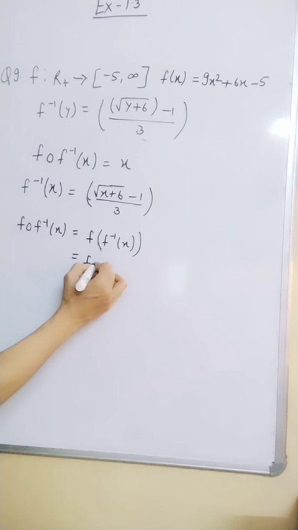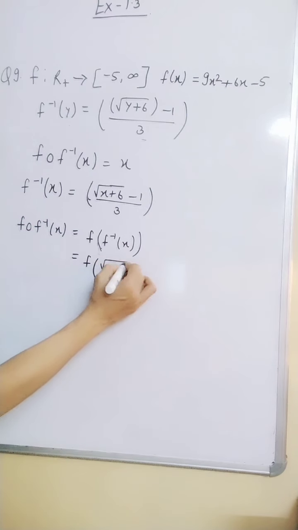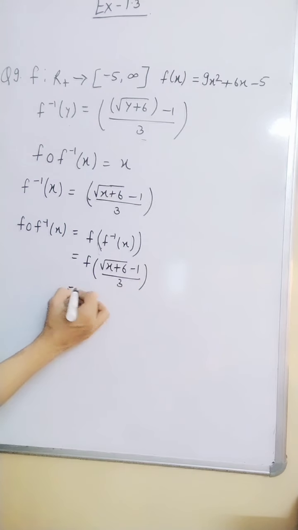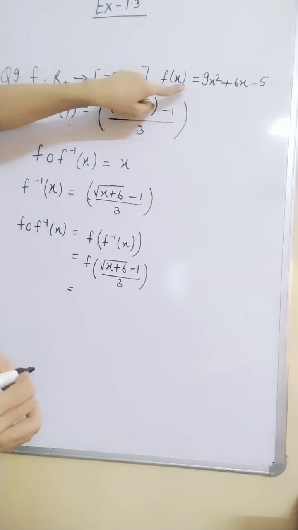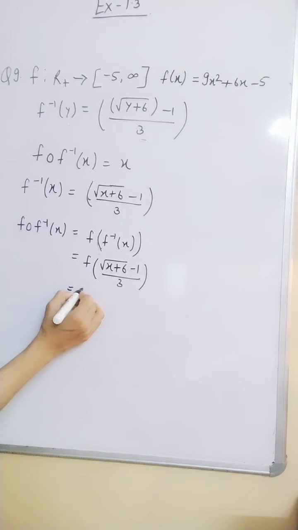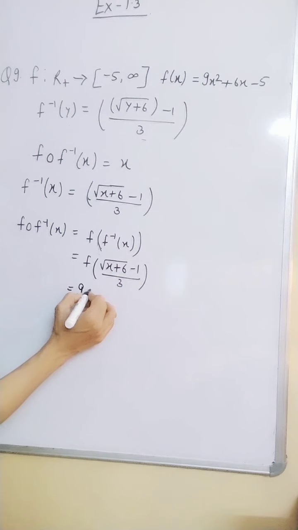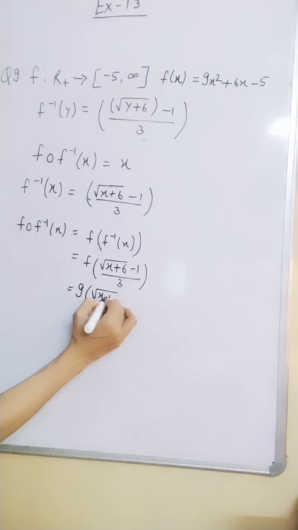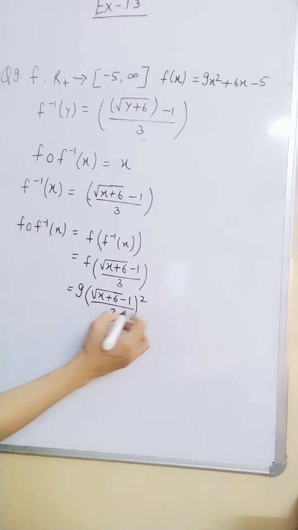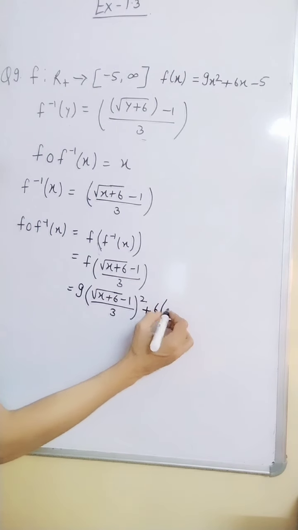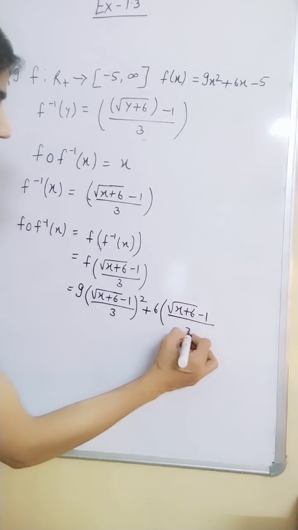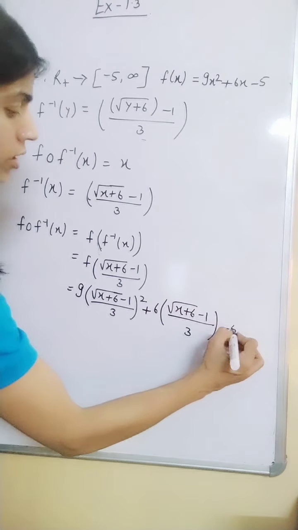F inverse is root x plus 6 minus 1 upon 3, right? So in this function, we will put this value at the place of x. So 9x square means root x plus 6 minus 1 upon 3 whole square plus 6 root x plus 6 minus 1 upon 3 and minus 5.